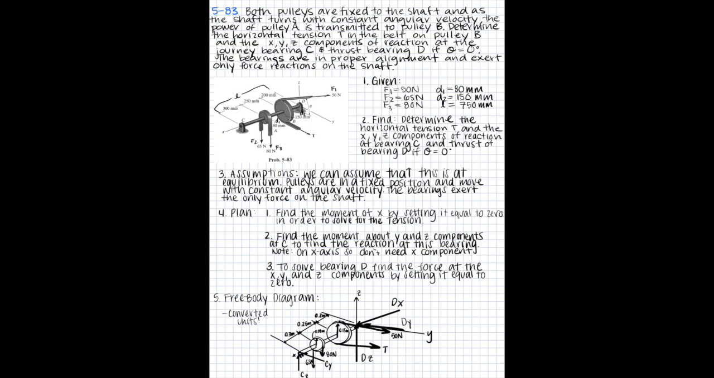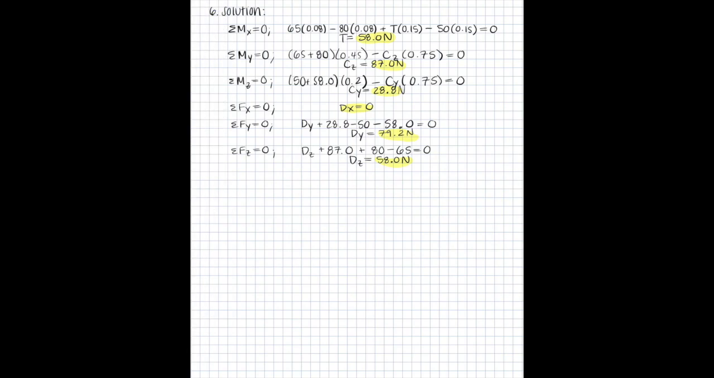Step 5 is to make a free body diagram, and in my free body diagram I converted the units. So in the picture we were given, the units are in millimeters, however I converted everything to meters, and then I added the components at C and D. So the components at C are CZ and CY, and then DX, DY, and DZ are also there. And yeah, so then that brings us to step 6, which is the solution step.